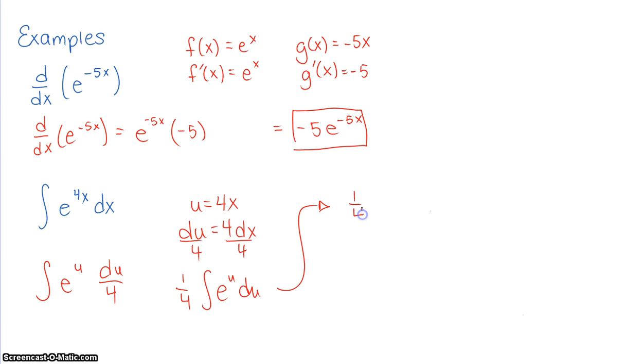So 1/4 e to the u plus c, some constant. Replace the u, e to the 4x plus c. And technically when you distribute it out, the constant's still going to become a constant, just multiplied by a quarter, so it's going to be 1/4 e to the 4x plus c.